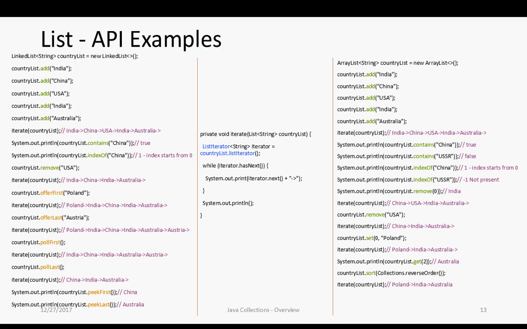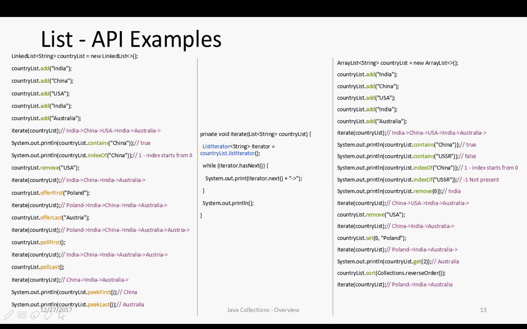While I can say peek first, what is the first element? It's China. What is the last element? I can say Australia. On the other hand, in the array list, I did the same thing and I got the same output. I can use contains and indexOf.